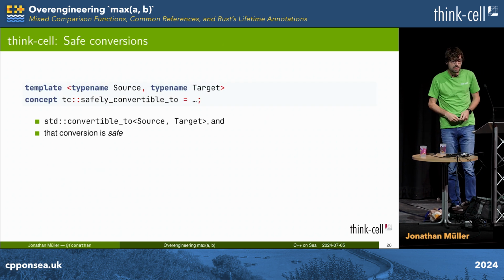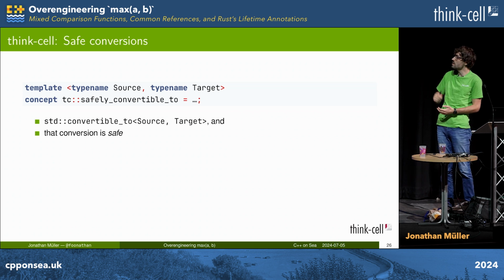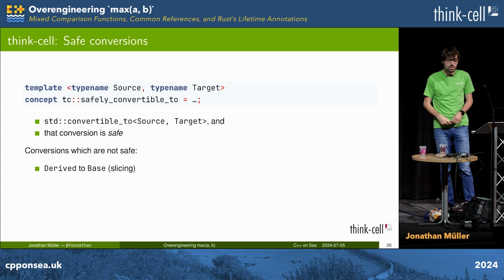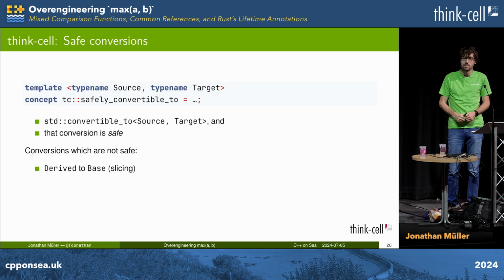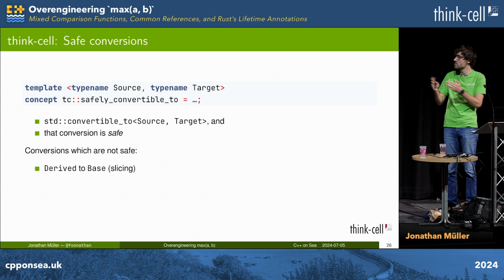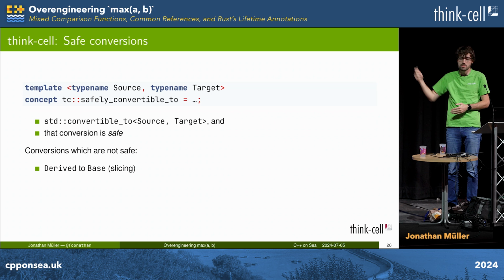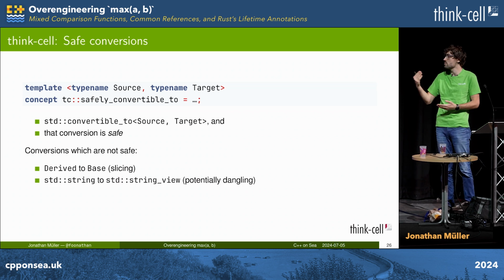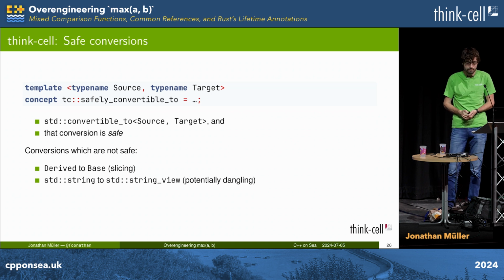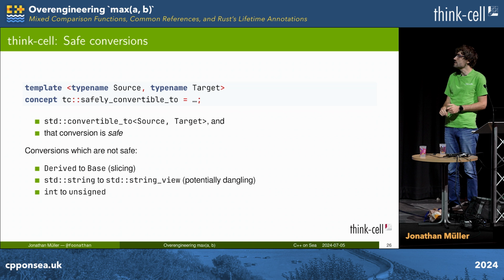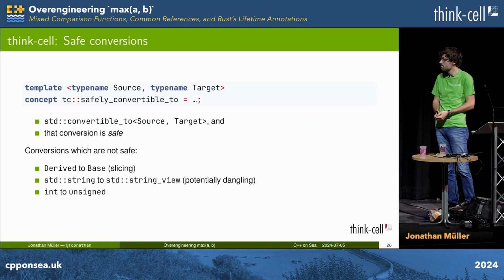So we have this concept, safely convertible to. It's essentially std::convertible_to, but also that conversion needs to be safe. Conversions that aren't safe are, for example, slicing. If you slice a derived class to a base class, that is unsafe because we throw away information. You can convert a derived reference to a base reference, but not a derived non-reference to a base non-reference. String to string_view is implicitly convertible, but that conversion isn't safe because it's potentially dangling. And of course, we do the correct thing for all arithmetic. So int to unsigned is not a safe implicit conversion.